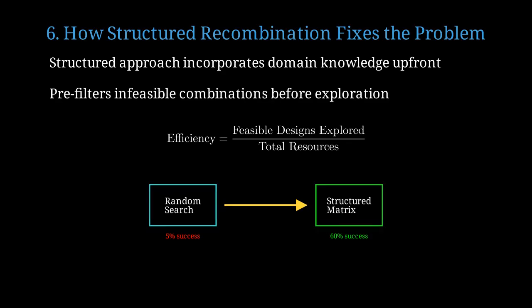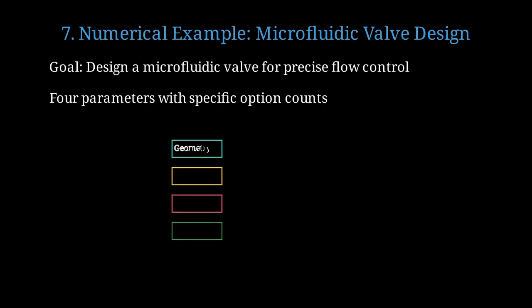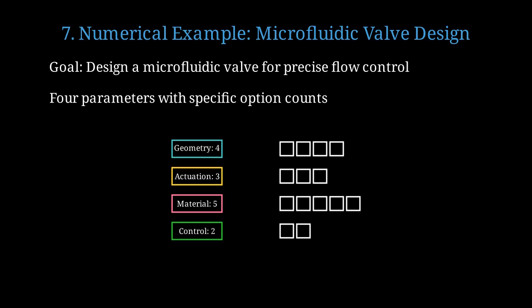Let's work through a concrete numerical example from microfluidics, designing a microscale valve for lab-on-a-chip applications. Our goal is to design a microfluidic valve that can precisely control fluid flow in channels only micrometers wide. We identify 4 key parameters and carefully enumerate viable options for each based on microfluidic constraints. Here is our microfluidic valve matrix. Geometry has 4 options: membrane, cantilever, rotary, and gate. Actuation has 3 options: pneumatic, thermal, and magnetic. Material has 5 options, and control has 2 options.